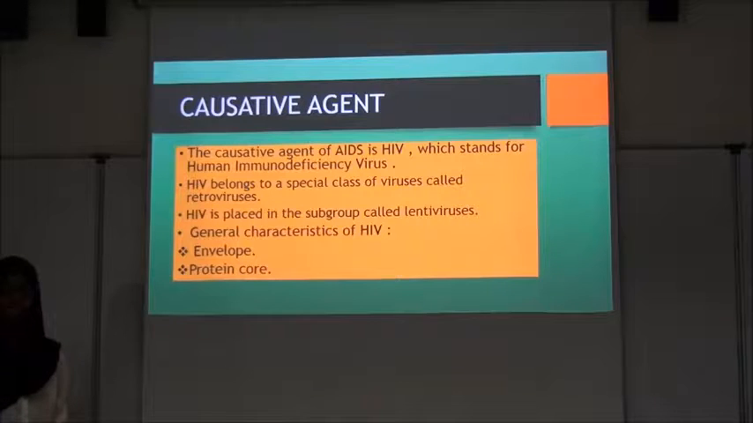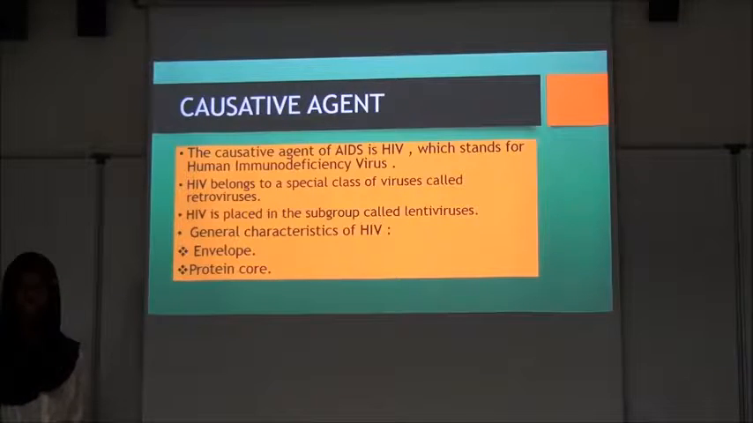HIV is a retrovirus because its genetic material is made up of RNA, not DNA. It is placed in the subgroup called lentiviruses. That's because it attacks the immune system.